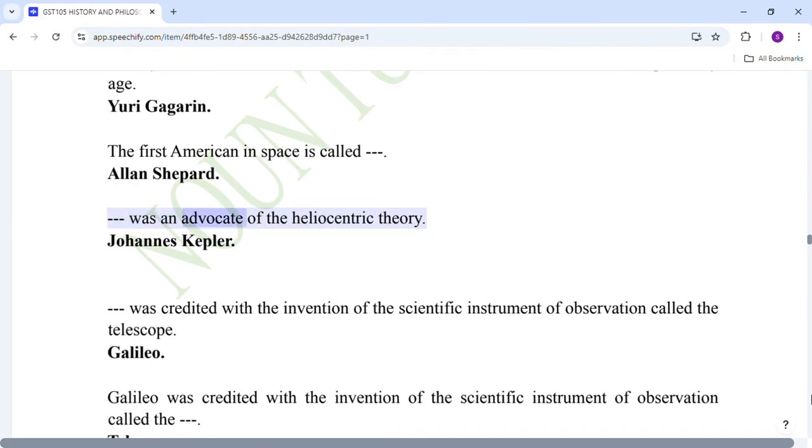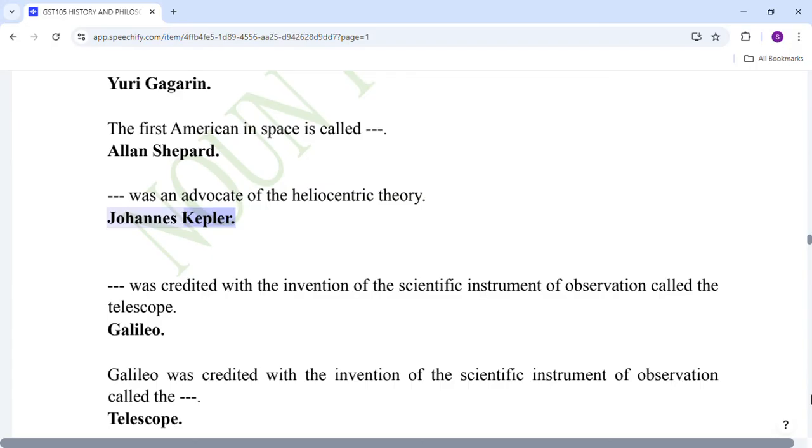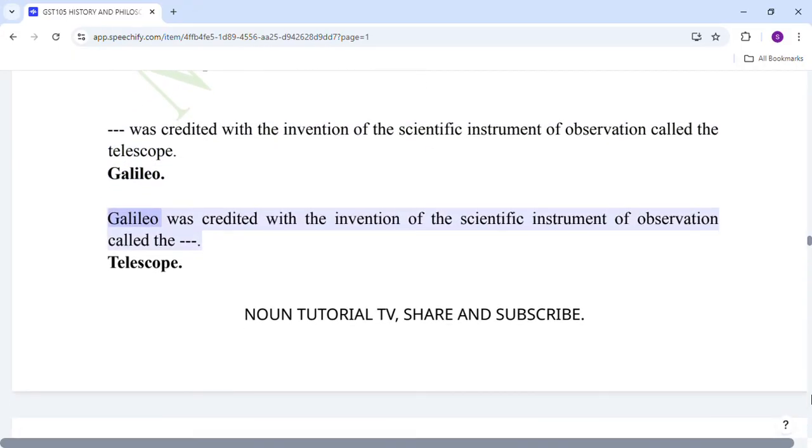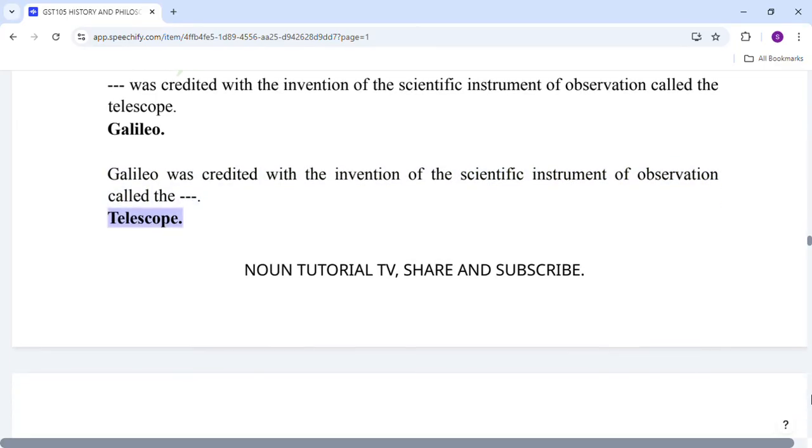Johannes Kepler was an advocate of the heliocentric theory. Galileo was credited with the invention of the scientific instrument of observation called the telescope.